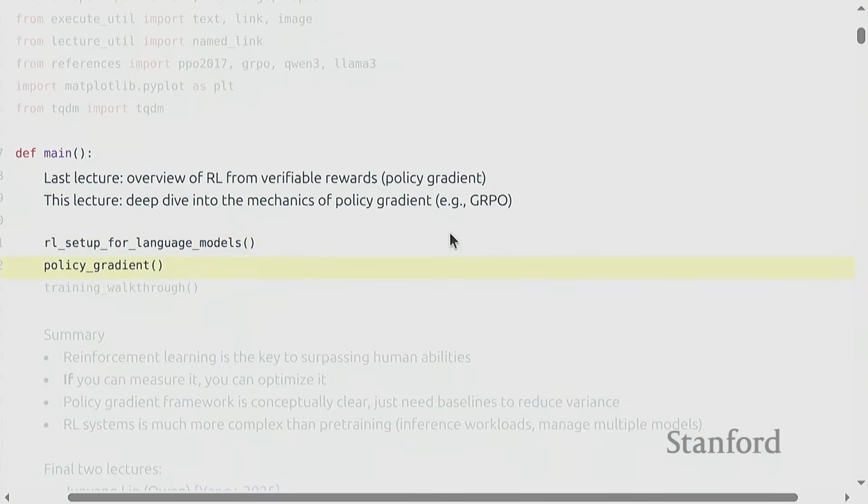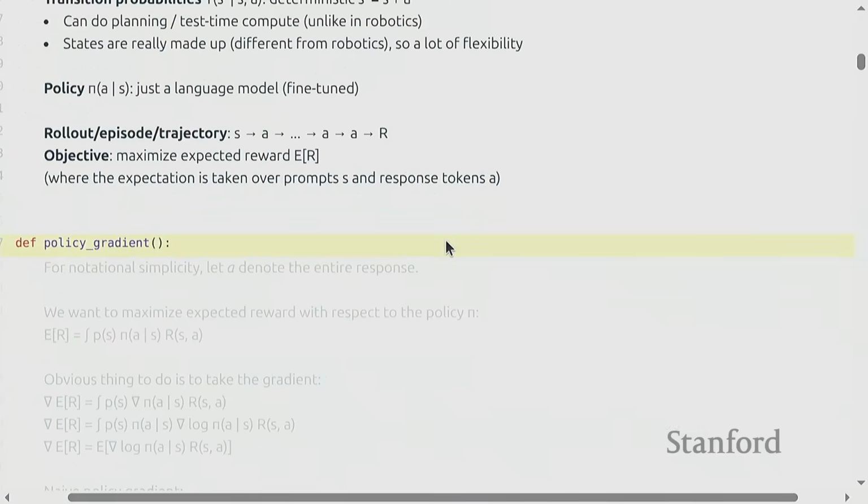So let's now talk about policy gradient, which is a whole class of methods for learning the policy, which essentially start with the policy and try to improve it using gradient methods. For notational simplicity, we're just going to let A denote the entire response instead of a single action, because we're in the outcome reward setting, so it doesn't really matter. You can just think about the actions as being all generated at once by the language model, and then you get a single reward at the end.